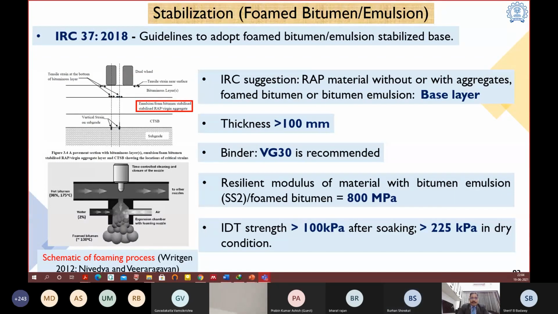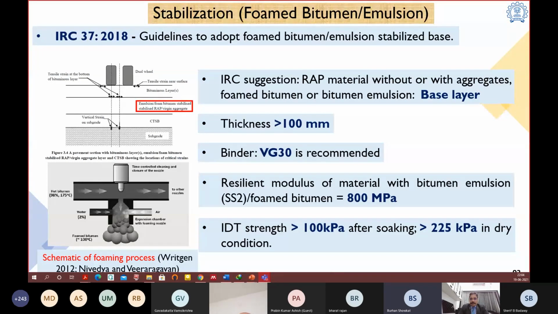So these are the technologies which are picking up now in India. In fact, recycling and stabilization and the foam and emulsion. And we hope, in coming years, these are the future, because you save a lot of material and also the performance comes up good actually.